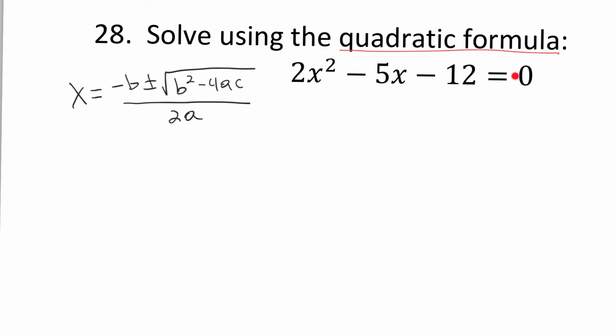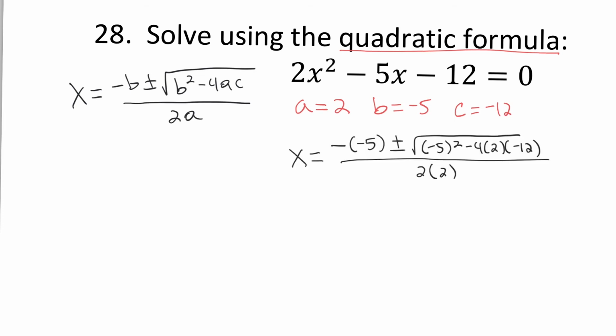When you are using the quadratic formula, make sure you have an equal to 0. Everything's on one side, equal to 0. So I'm going to find the values of a, b, and c. a is the one with the x squared, so that's 2. b is the one with the x, that's negative 5. And c is negative 12. So I'm going to substitute those values into the formula. Now you see that I'm using parentheses, and I did substitute those values.